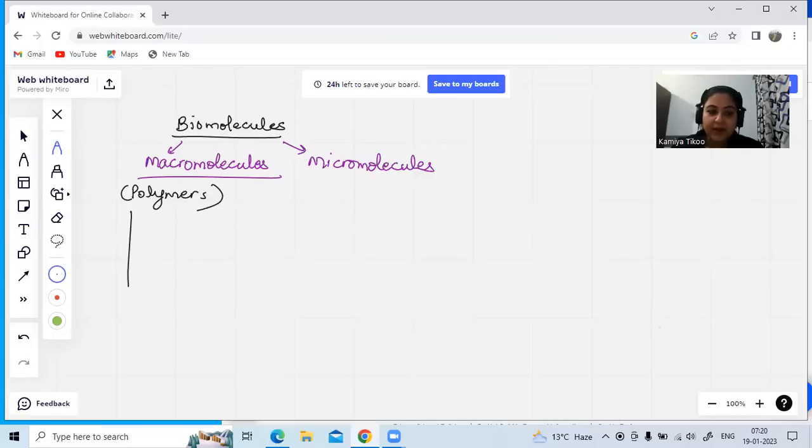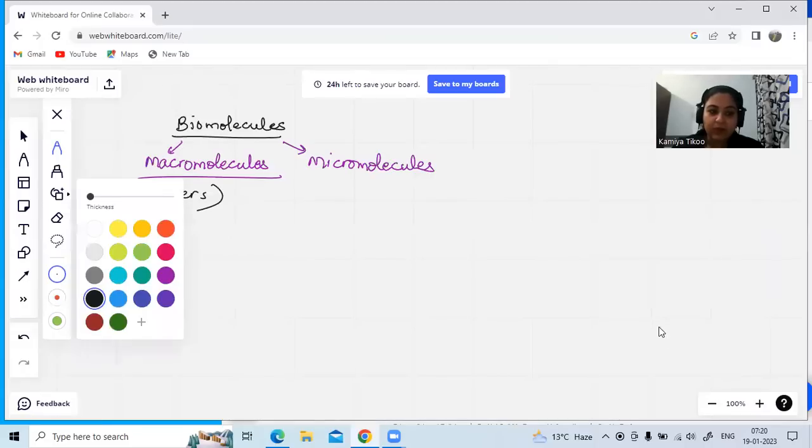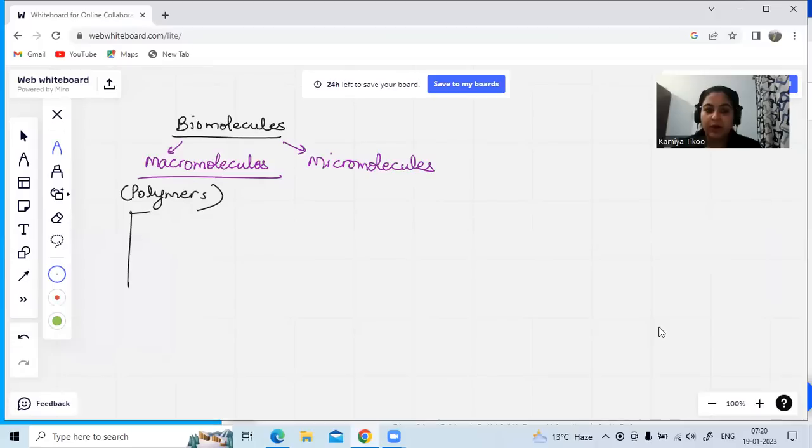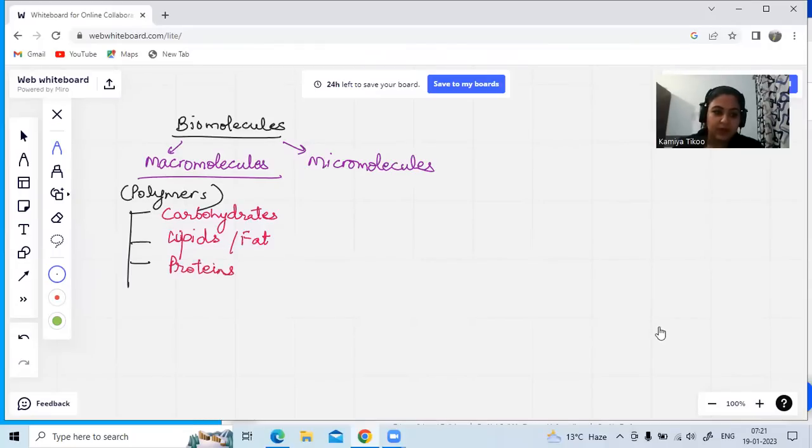There are four categories of macromolecules. First, we have carbohydrates. Second, lipids, which are also called fat. Third, we have proteins. And fourth category, we have nucleic acids.